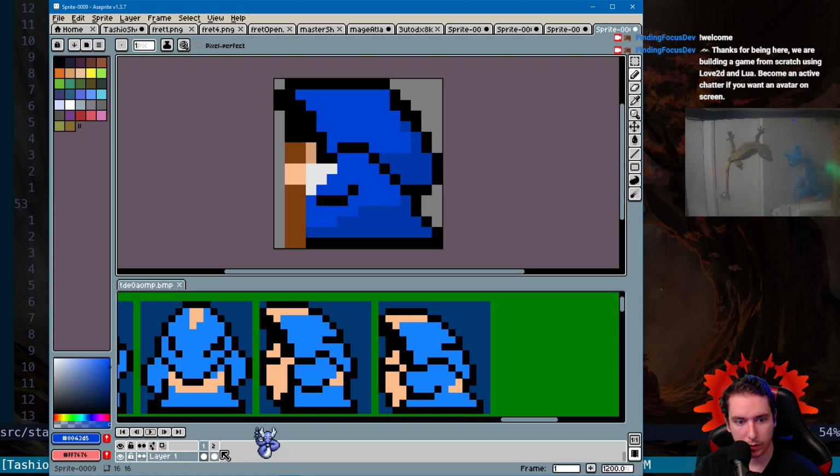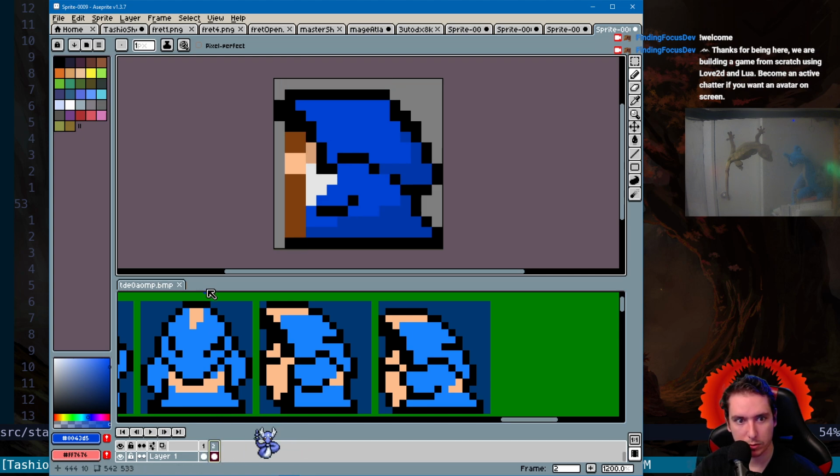Doesn't look awful. Doesn't look awful for damn sure. I love the highlight they've got here, though. I want to do something like that.